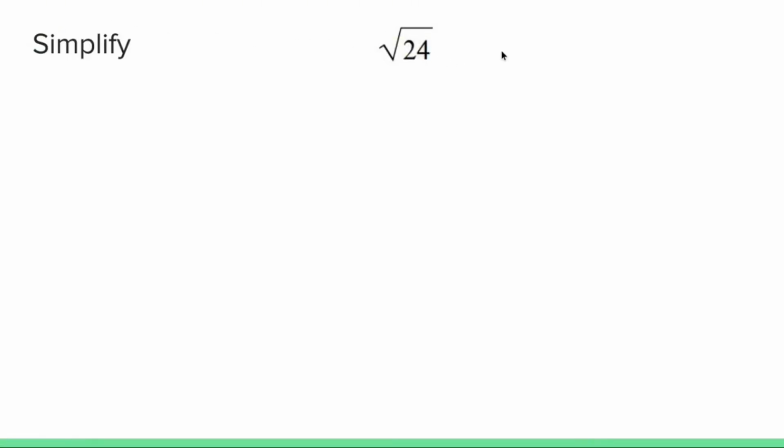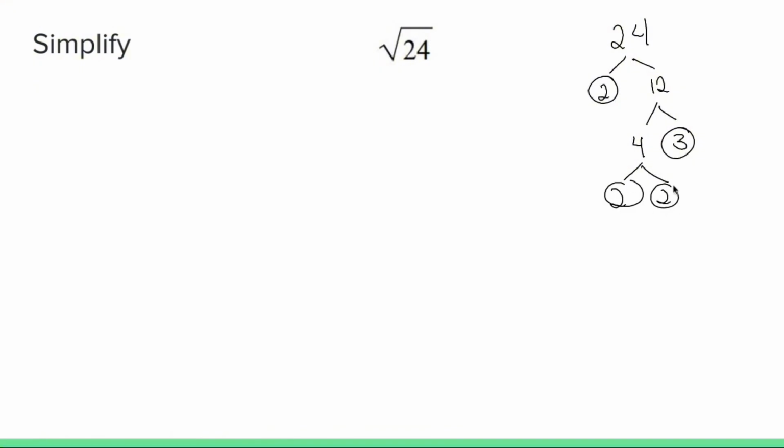Simplify the square root of 24. Whenever I'm being asked to simplify a square root, I like to go off to the side and make a nice little factor tree. So two numbers that multiply out to 24 are 2 and 12. Can't do much with 2, but 12 we can rip out a 4 and a 3 and circle the 3, and 4 becomes 2 and 2.